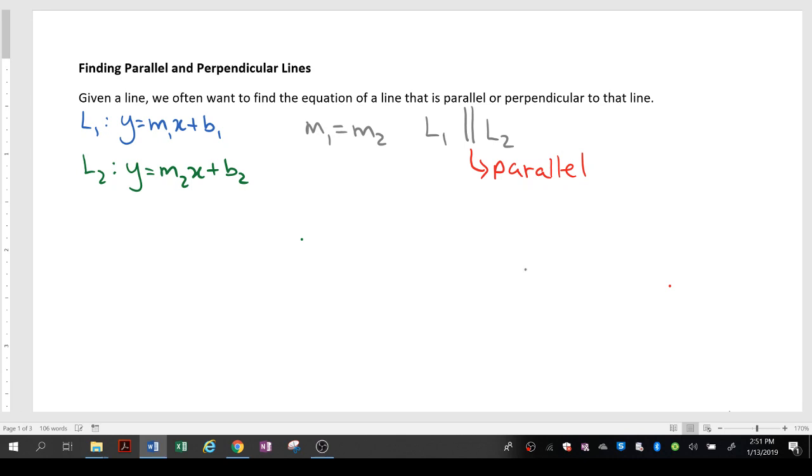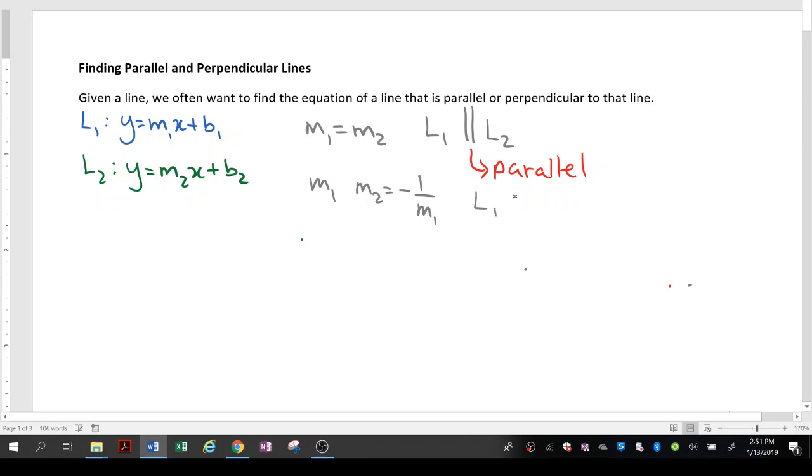Now we also know that if we are given m1 and m2 is equal to negative 1 over m1, so that is the negative reciprocal of the slope of this line, that means that L1 is perpendicular to L2. So this is the symbol that we use to say that two lines are perpendicular.